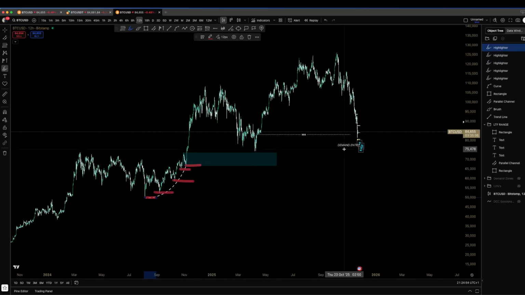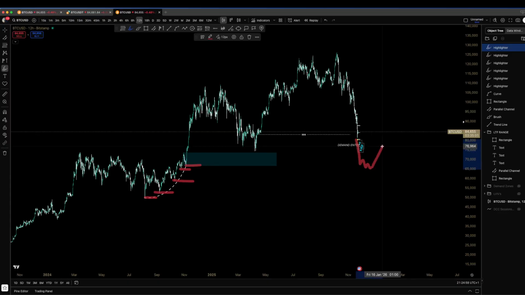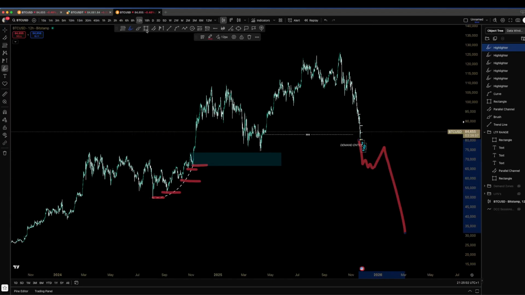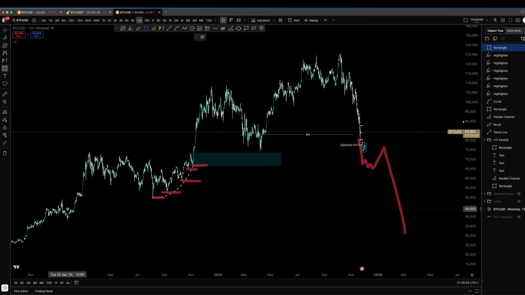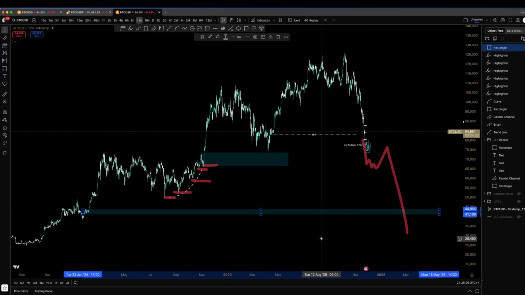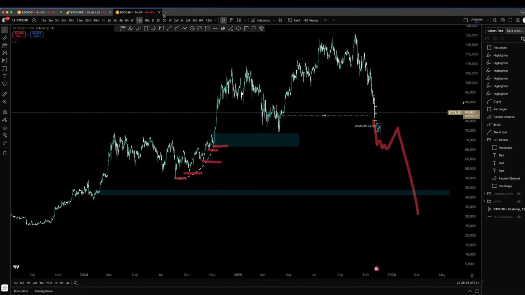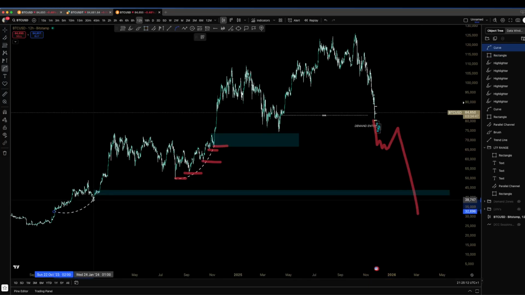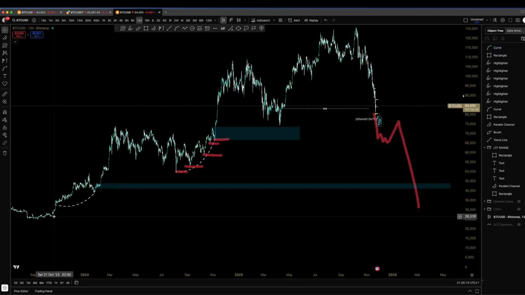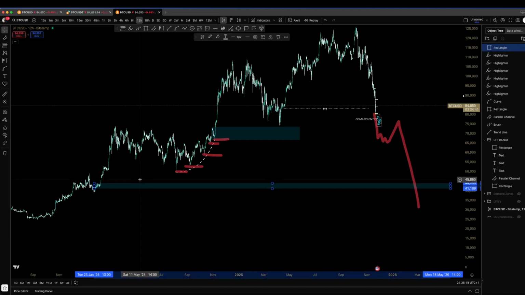So if we don't manage to make an accumulation here, what happens? All this liquidity here will be triggered, and what will be next? We will be looking at prices like 40K, and then if this liquidity here triggers like this, then we will go exactly to 26K. So is it possible? Yes. Do I think it needs to happen? No.